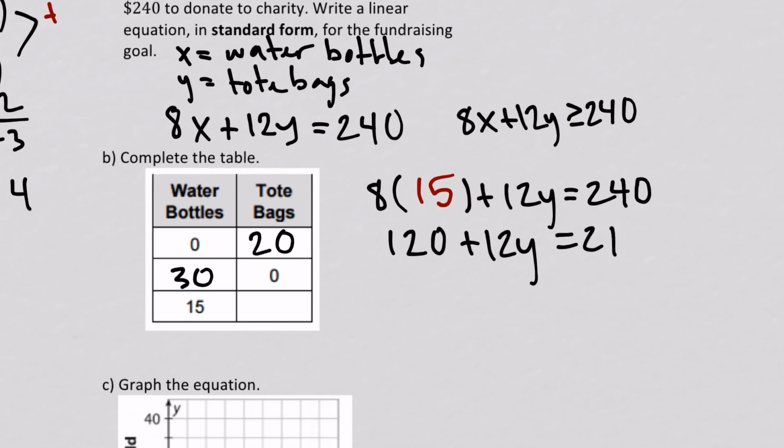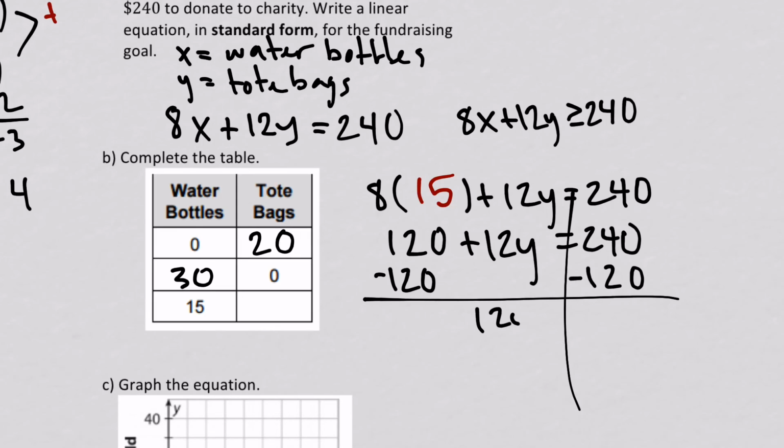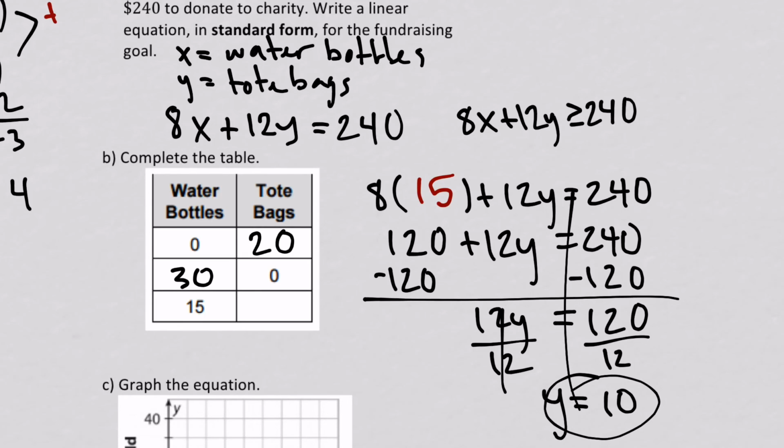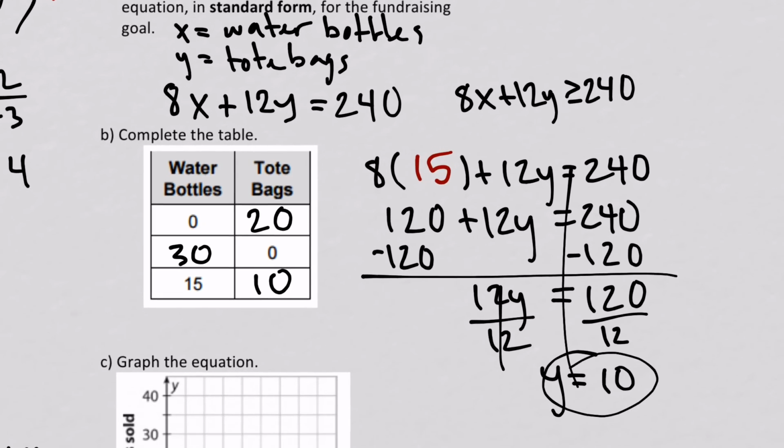Plus 12y equals 240. And now I need to solve for y. I'm going to subtract 120 from both sides, right? Inverse operations here. So when I do that, I'm going to get 12y is equal to 120. And then I'm going to divide by 12. And so y is equal to 10. So if they sell 15 water bottles, then they need to sell 10 tote bags. All right, table's done. Let's move on to the graph.